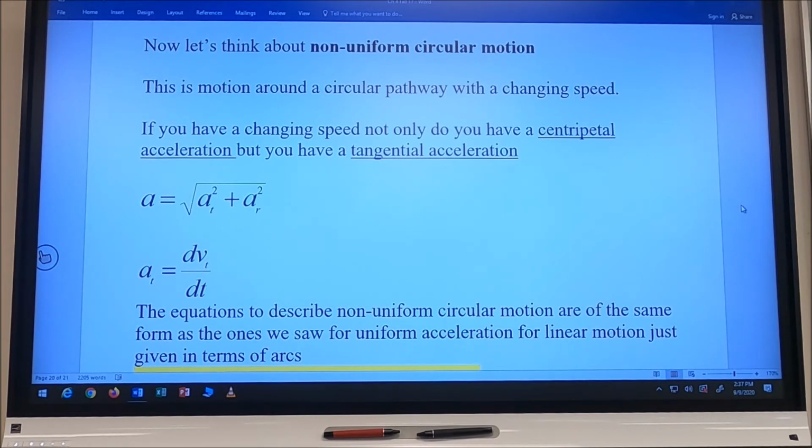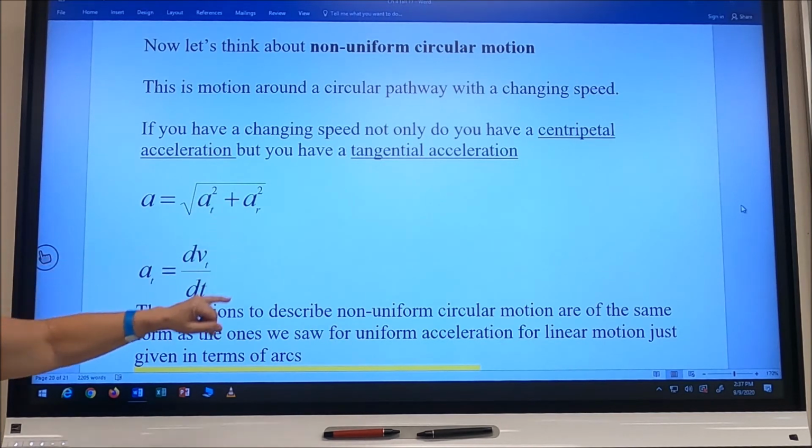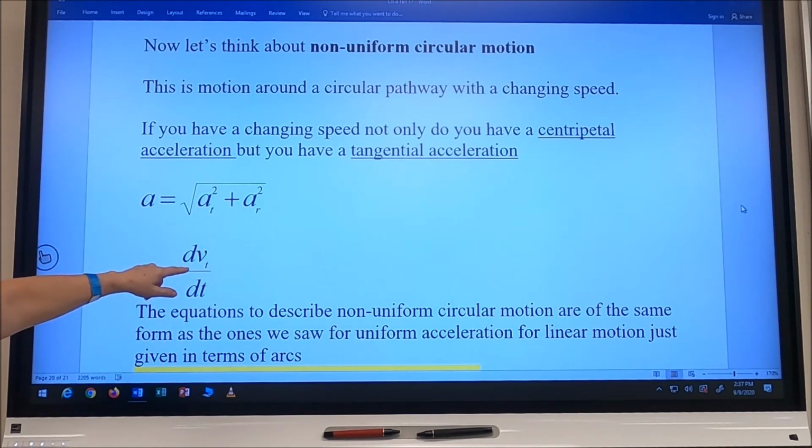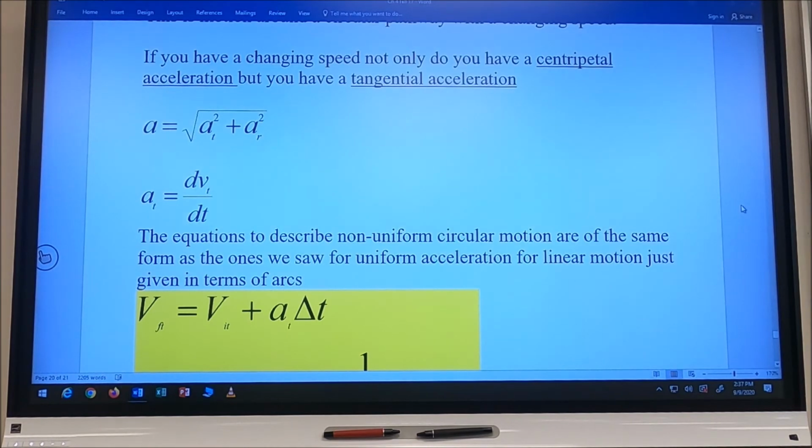Okay? Now, if you have changing speed, not only do you have a centripetal acceleration, a center-seeking acceleration, but you have to have a tangential acceleration because the tangential velocity is changing. The angular velocity is changing. The magnitude of A, the acceleration, is the square root of A_T squared plus radial acceleration squared, and A_T is dV tangential over dt. So let's look at the equations that describe non-uniform motion.